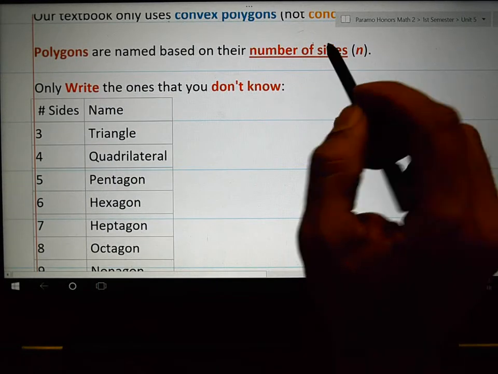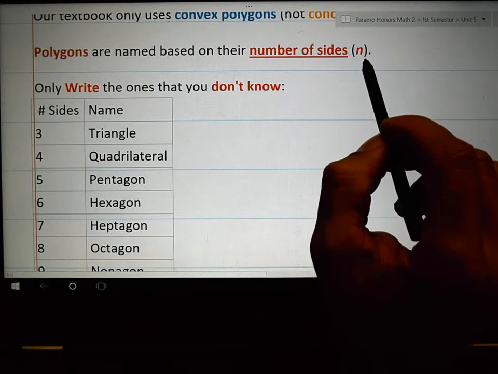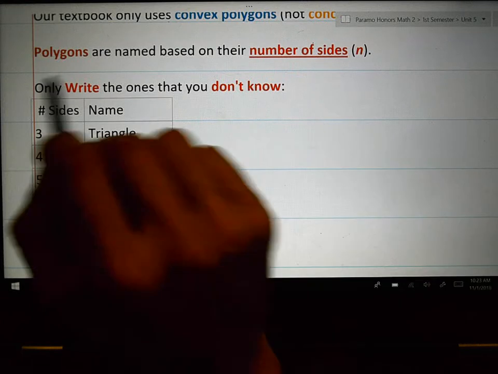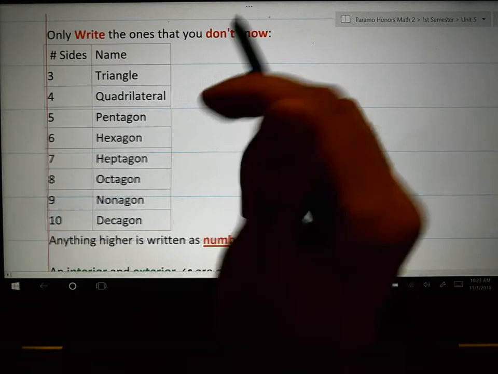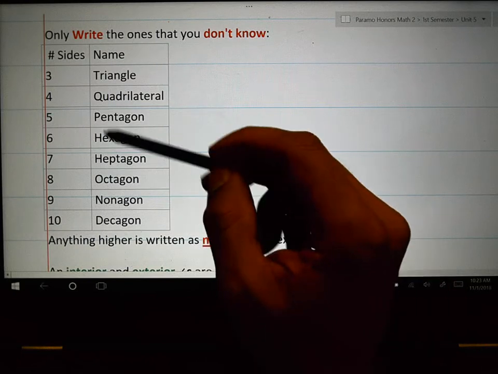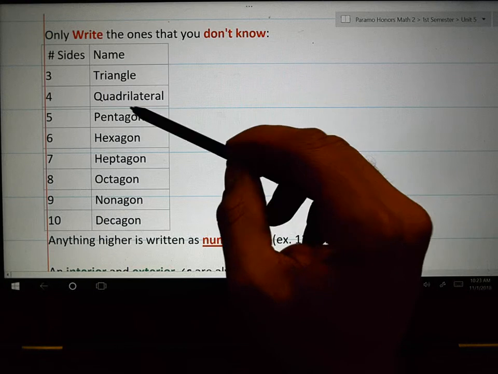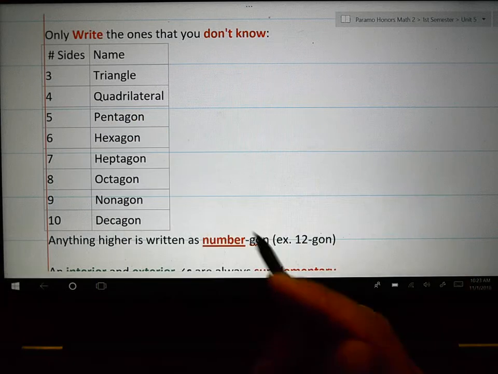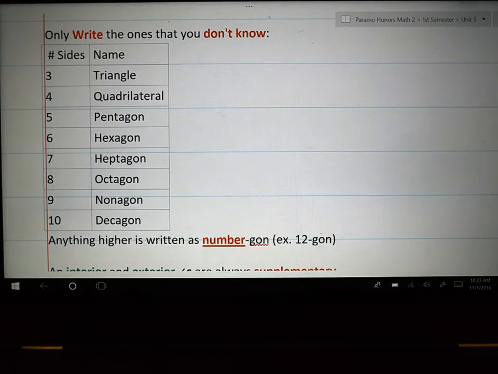In this book, and in every formula that I give you, the letter n is going to represent the number of sides. These polygons are going to be named off of their number of sides, so they will give you a word like hexagon and say find the sum of the interior angles. If they say hexagon, we're expecting you to know that a hexagon has 6 sides and an octagon has 8 sides, and these are the names of the shapes that you need to know.